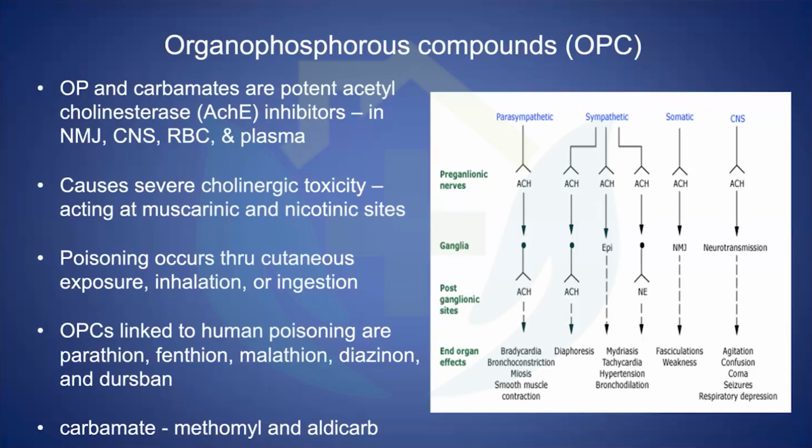Organophosphorus compounds (OP) and carbamates are potent acetylcholinesterase inhibitors at the neuromuscular junction, CNS, RBC, and plasma, and cause severe cholinergic toxicity, with acute muscarinic and nicotinic effects. Poisoning occurs through cutaneous exposure, inhalation, or ingestion. The organophosphorus compounds linked to human poisoning include parathion, malathion, diazinon, and others. Carbamates include methomyl or aldicarb.